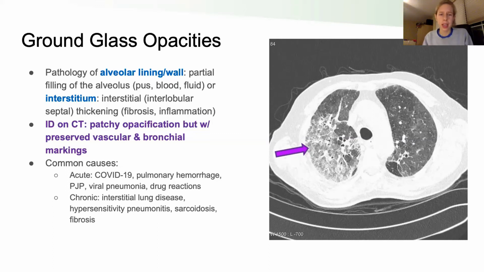Most commonly, PJP is known for doing this, pneumocystis pneumonia. COVID-19 is also showing us that it can do this. Diffuse pulmonary hemorrhage, and then lots of viral pneumonias will cause this type of pattern. We see this chronically a lot in interstitial lung diseases, which would make sense if this is a pathology of the interstitium. We'll also see this in any sort of fibrosis, including sarcoid.